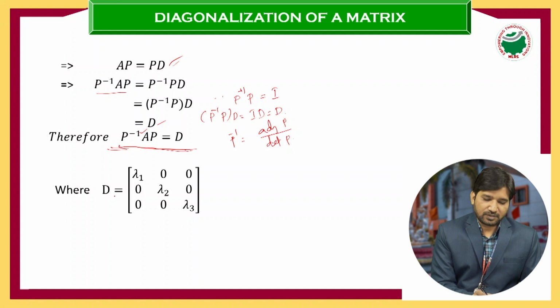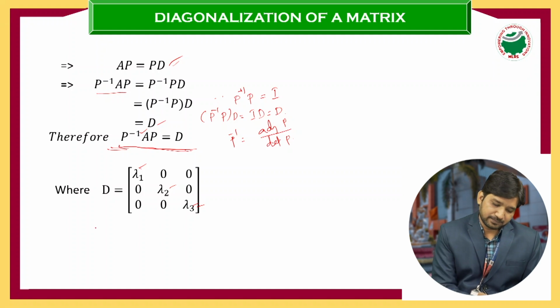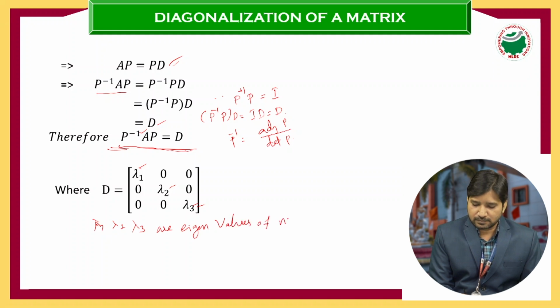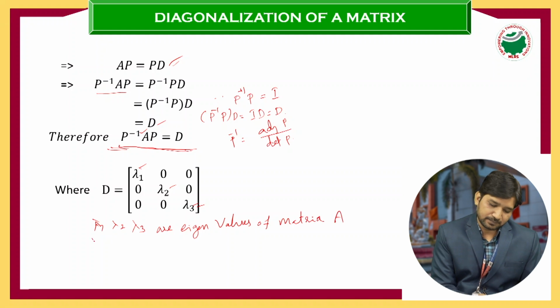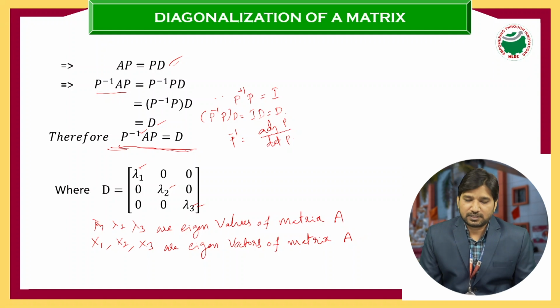Finally D equals the matrix with lambda 1, 0, 0 in the first row, 0, lambda 2, 0 in the second, and 0, 0, lambda 3 in the third. Lambda 1, lambda 2, lambda 3 are the eigenvalues of the given matrix A, and x1, x2, x3 are the eigenvectors of the matrix A. So this is the diagonalization procedure, P inverse AP equals D. Okay, that's it.